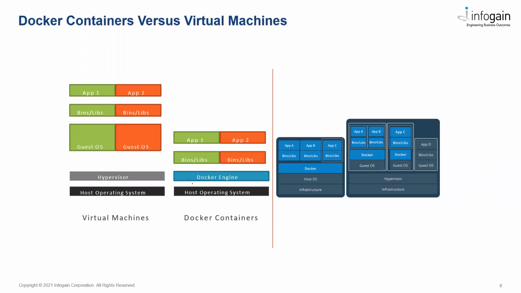So the answer is, to create a virtual machine, you require a hypervisor. Otherwise, you can't create the virtual machine. Similarly, to create the containers, you require the Docker engine. That's good. You got it. I hope this part is very, very clear to everyone.